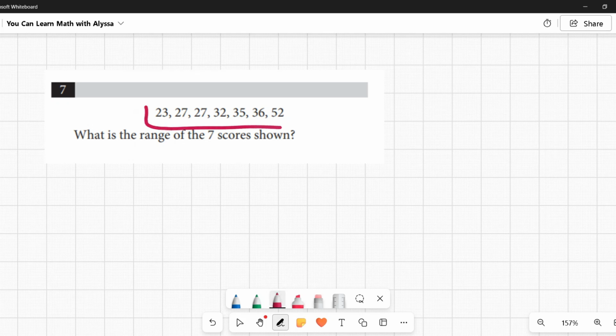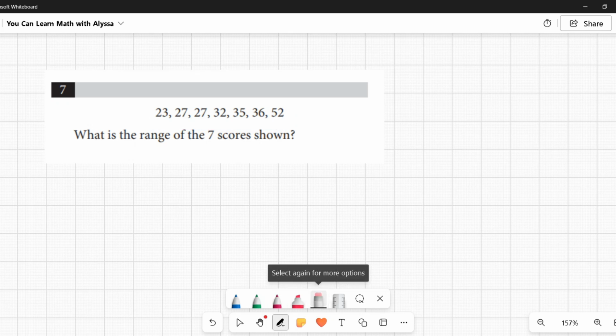The median is the number that's smack dab in the middle physically. So here there are 7 numbers, so this number 32 is smack dab in the middle. Physically, that would be the median. If you had an even number of data, an even number of numbers, you would average the 2 in the middle.